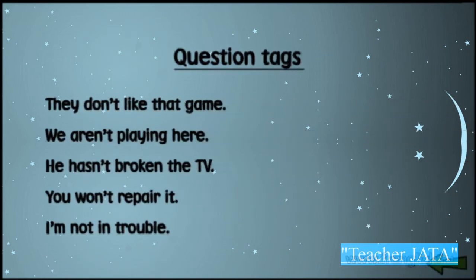We form a question tag with an auxiliary verb or a form of the verb be plus a subject pronoun. The auxiliary verb in the question tag is in the same tense as the verb in the statement. The subject in the question tag is the same as the subject in the statement.